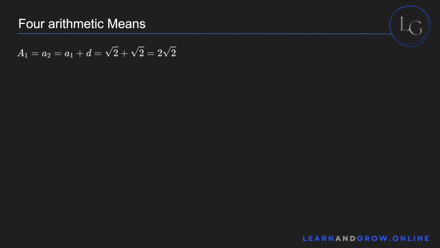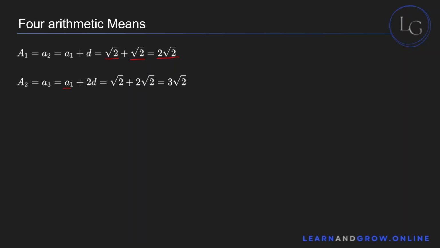So when you do the calculations, obviously A2, we have to find A2, which is equal to capital A1. So the first arithmetic mean that we have to find is equal to A2, and obviously A2 is equal to A1 plus D, and so that becomes under root 2 plus under root 2, which is equal to 2 into under root 2, and capital A2. So the second arithmetic mean is the third term, lowercase a3.